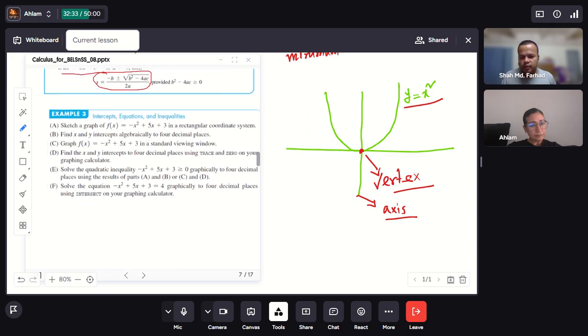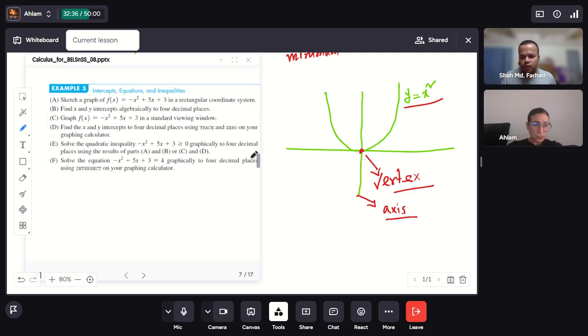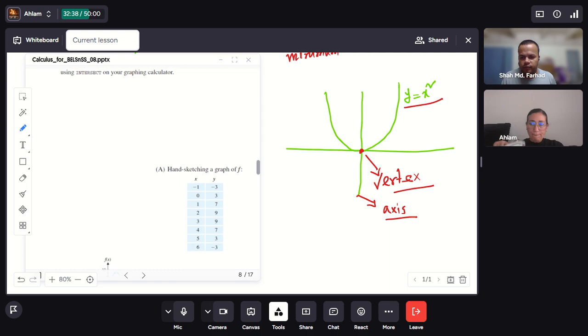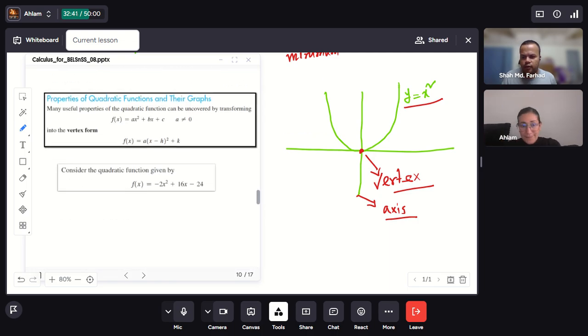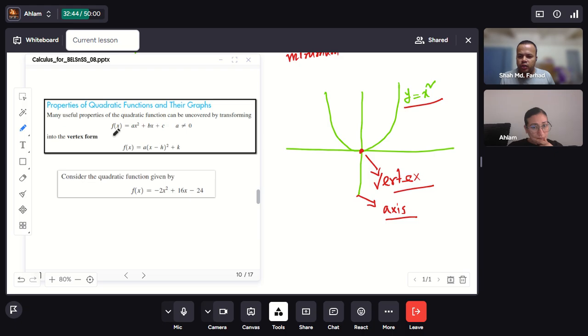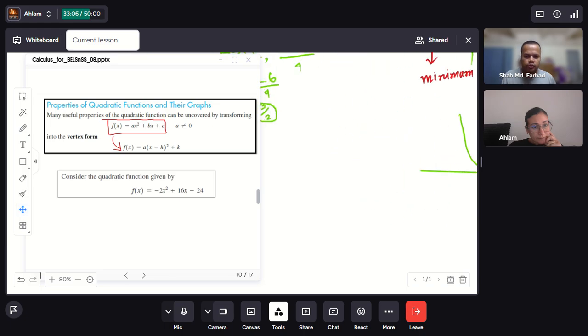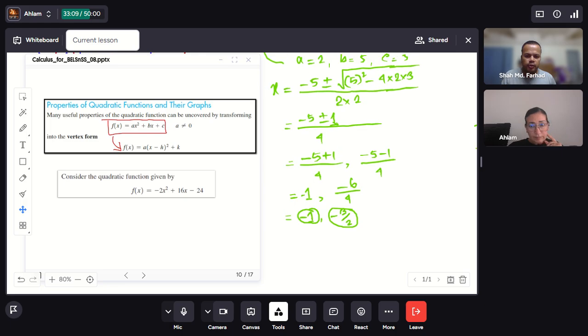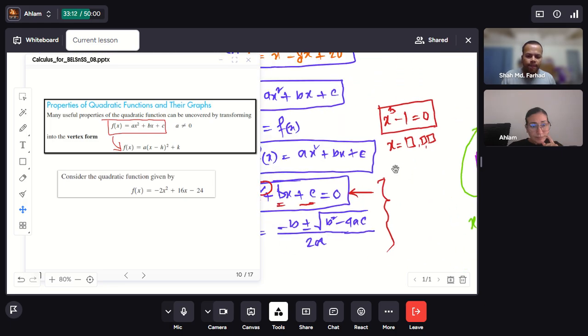I'll go to the problem later, but before that, we already got how the quadratic function forms. The quadratic function basically comes from the quadratic equation. And the vertex form, I have already discussed it. If we go back to the previous one, here.